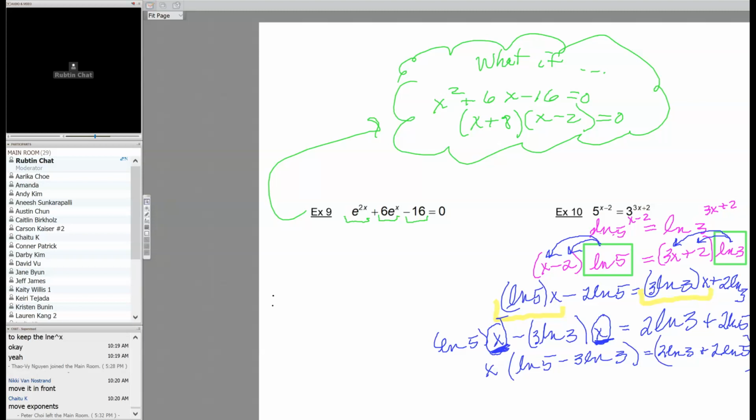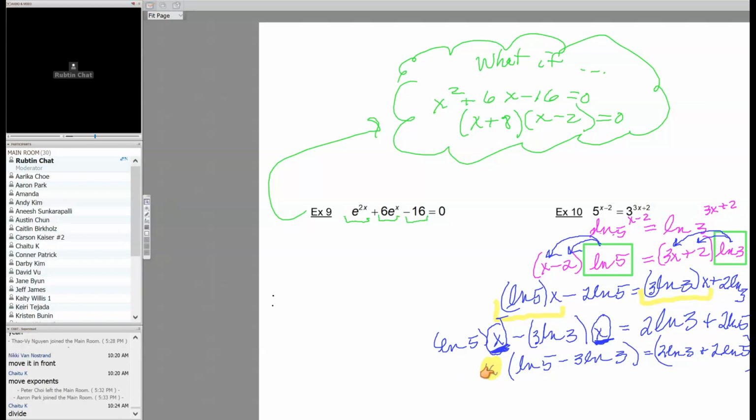Okay, check that out. I am ready to go. I've got an x by itself over here, almost, except that it's multiplied by a number. This is just a number. This is like saying 5x equals 12. No different. How am I going to get the x by itself? It's x times this crazy parentheses. Tell me the opposite of multiplying. Nice. So my final answer, exactly.